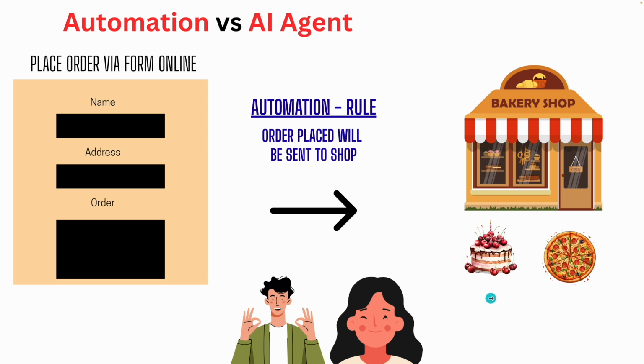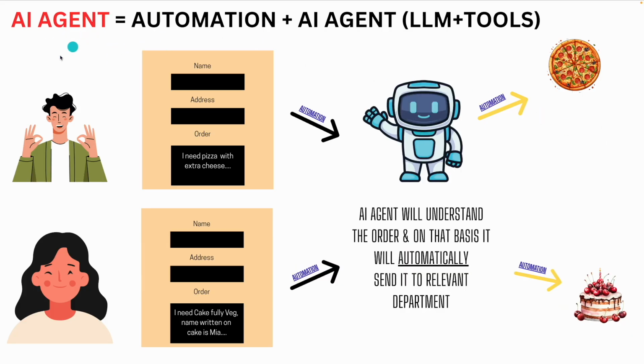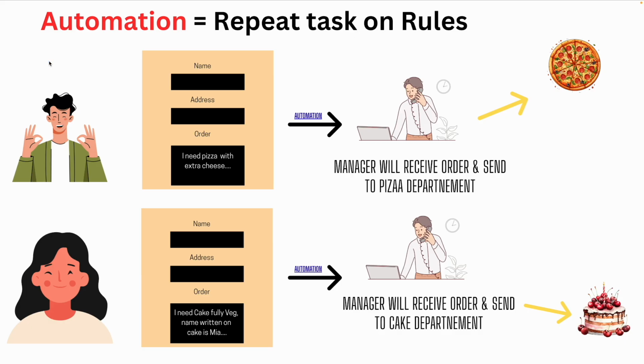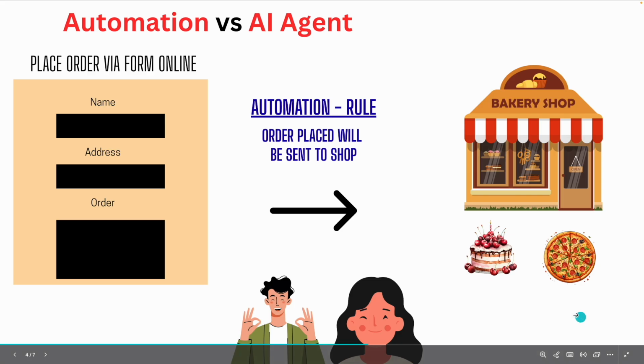Let's try to understand it. I will take two scenarios: one will be the automation, and another one will be the AI agent, so that we can understand the difference between both of them. In automation, it will repeat the tasks based on the rules. Whatever rules we have set, that once the order is placed it will be sent to the shop, that is the automation.